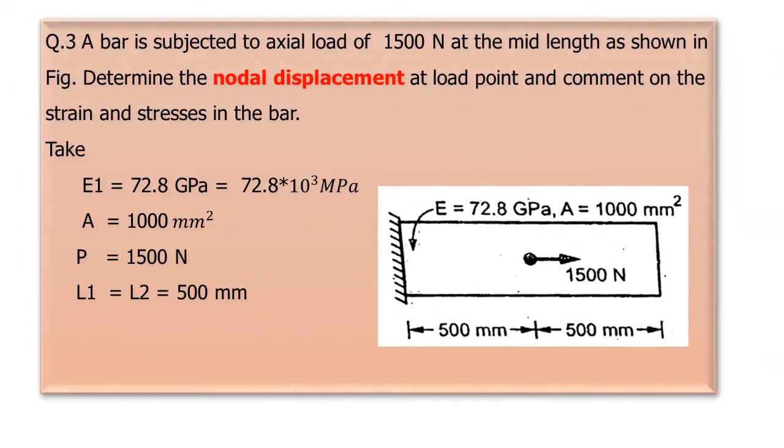Question: a bar is subjected to an axial load of 1500 Newton at mid-length as shown in the figure. Determine nodal displacement at the load point and comment on strain and stress in the bar. Take E1 as 72.8 gigapascal, area 1000 mm square, capital P, that is load, 1500 Newton, length L1 equal to L2, 500 mm, while E1 is nothing but Young's modulus.